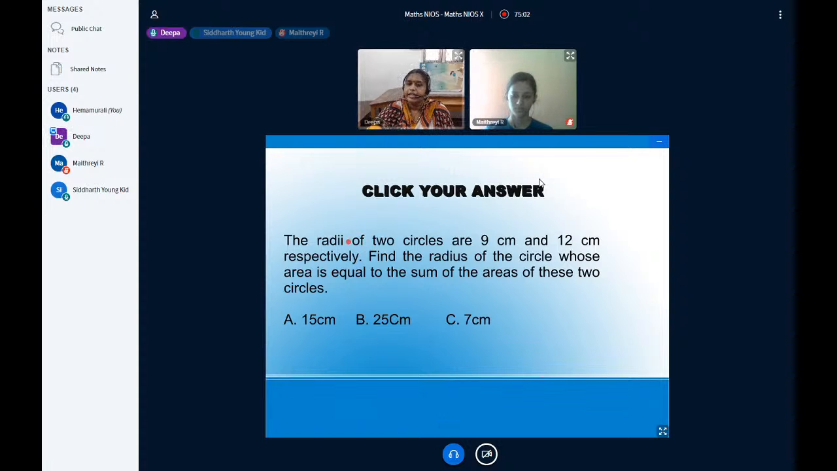Now, the radii of the two circles are 9 centimeters and 12 centimeters respectively. Find the radius of the circle whose area is equal to the sum of the areas of these two circles. Which formula should you use here? Pi r square. Very good. Use it. Pi r square is equal to the sum of the areas of these two circles. That means pi r square is equal to pi 9 square plus pi 12 square.